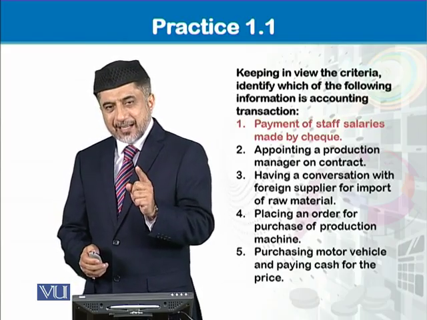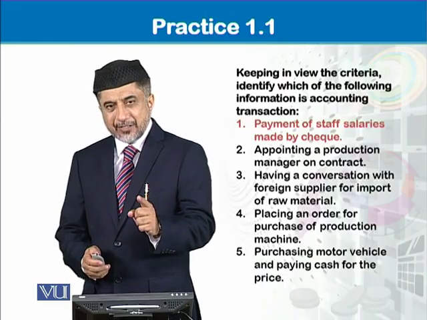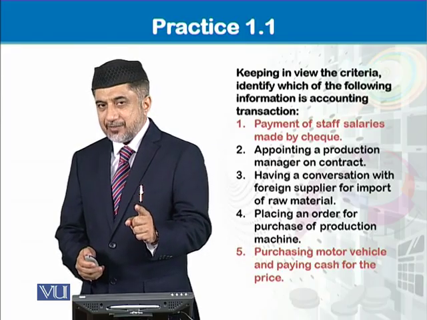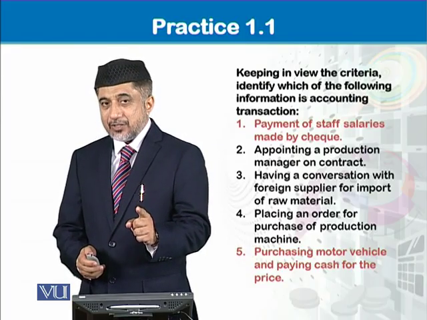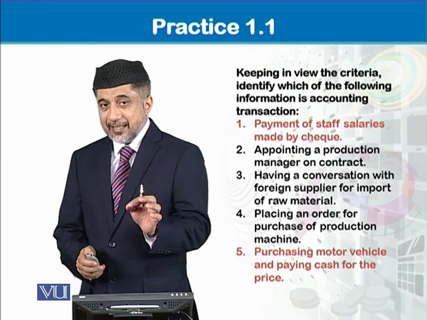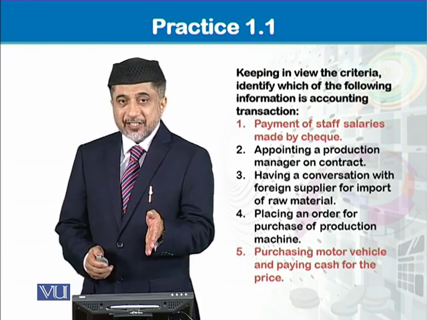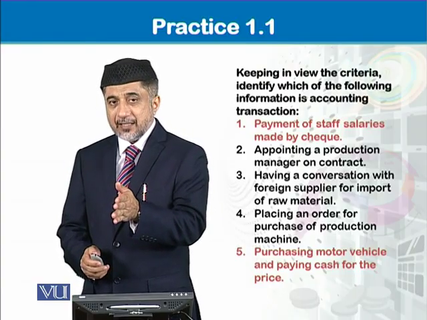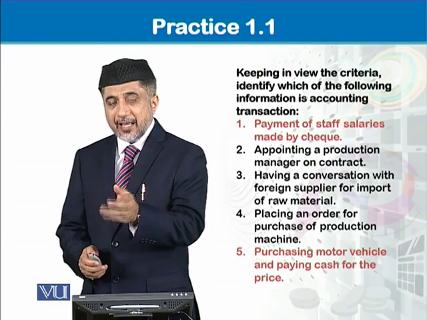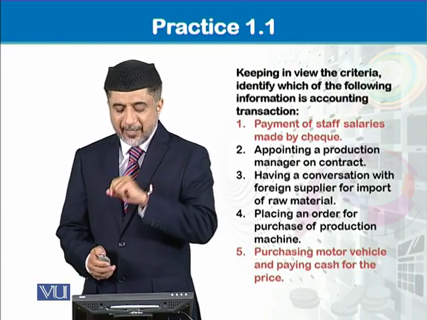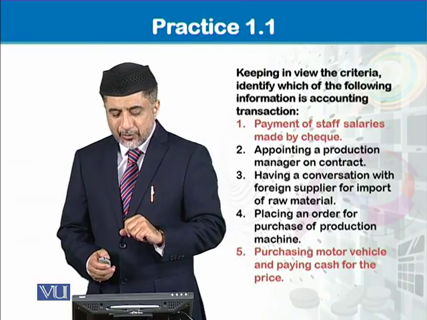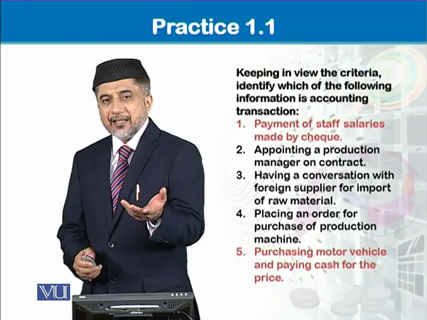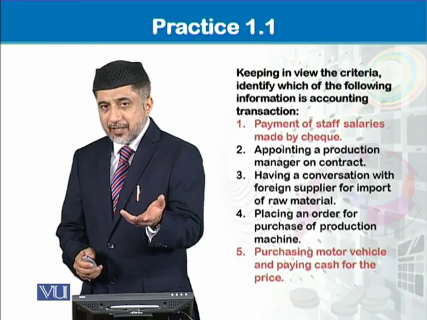So the correct answer is number one is an accounting transaction. And then number 5 is an accounting transaction. So what was the criteria? That it's a dealing of the entity with a person, and that person can be the owner or any other person, and is measurable in terms of money. So number 2, 3, and 4, you see that appointing a production manager, you are not dealing with any person for money.